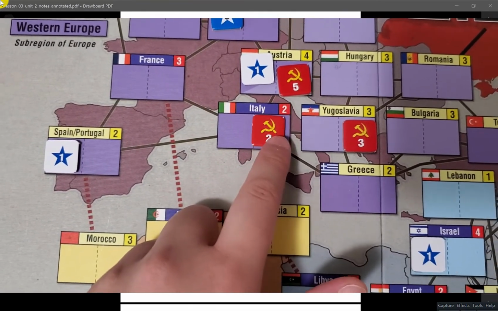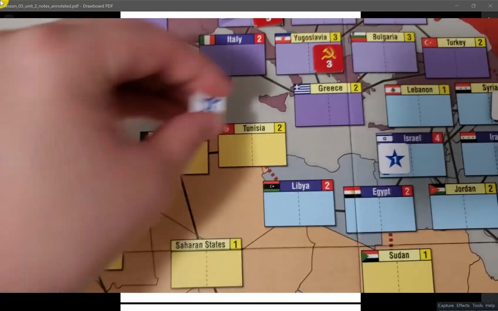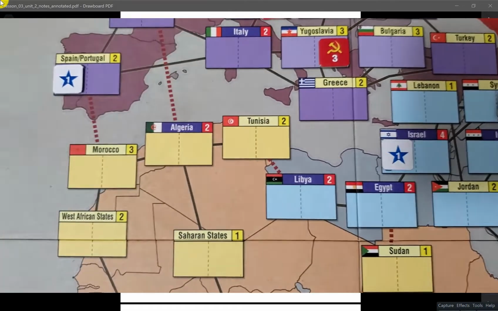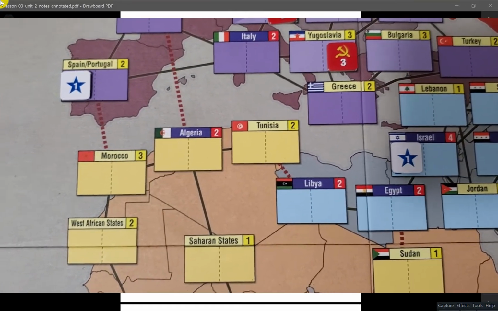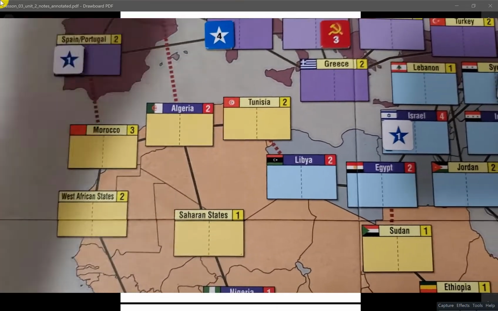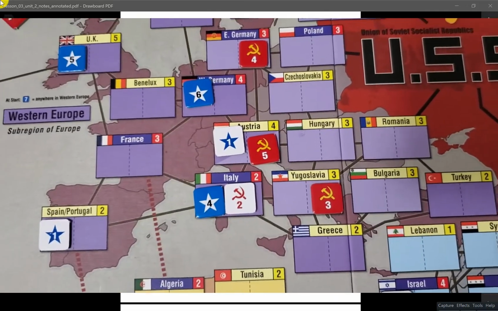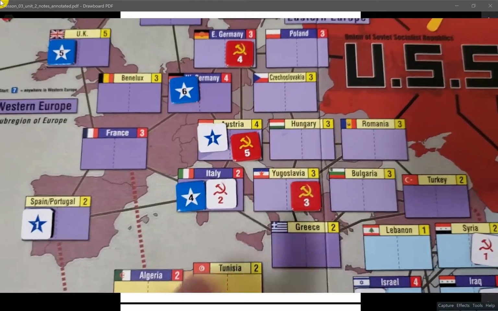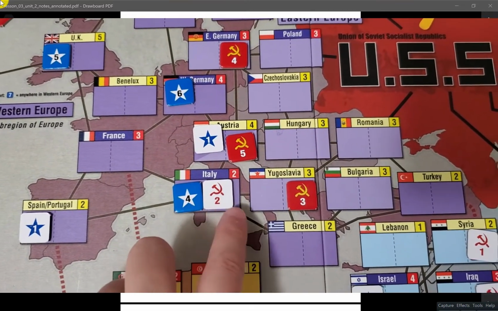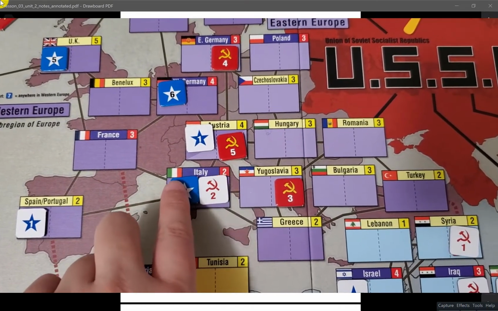Actually, you know what? Let me just trade this one away because I was going to explain something earlier, but I can't. Let's do this. Oh, I know. Let's have 4 here and 2 here. Okay, so let's say this is a setup. Obviously, the US player has control of Italy because the difference between the influence of the blue and the red is 2, which is exactly the stability of the country, which is 2 in Italy.